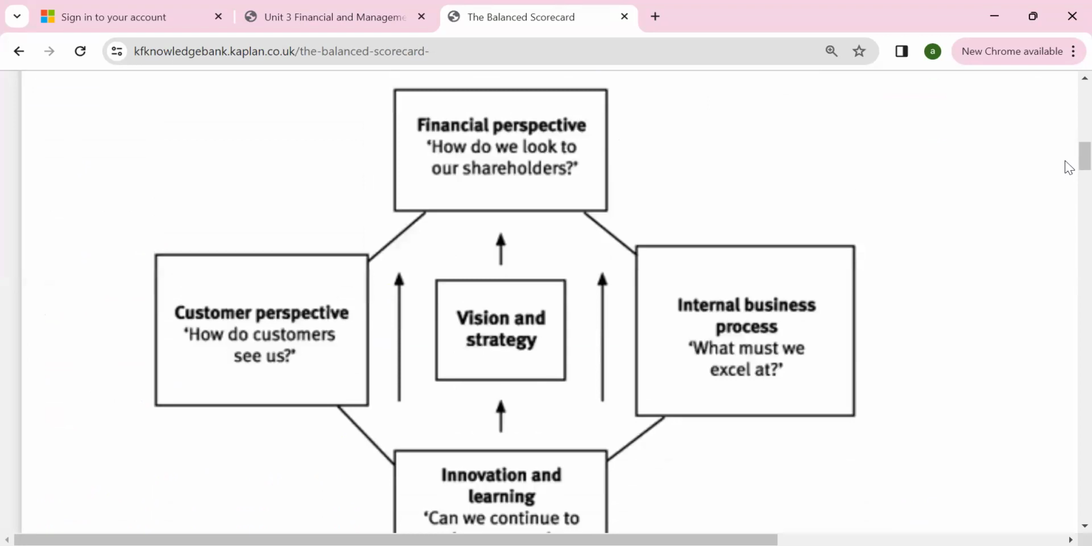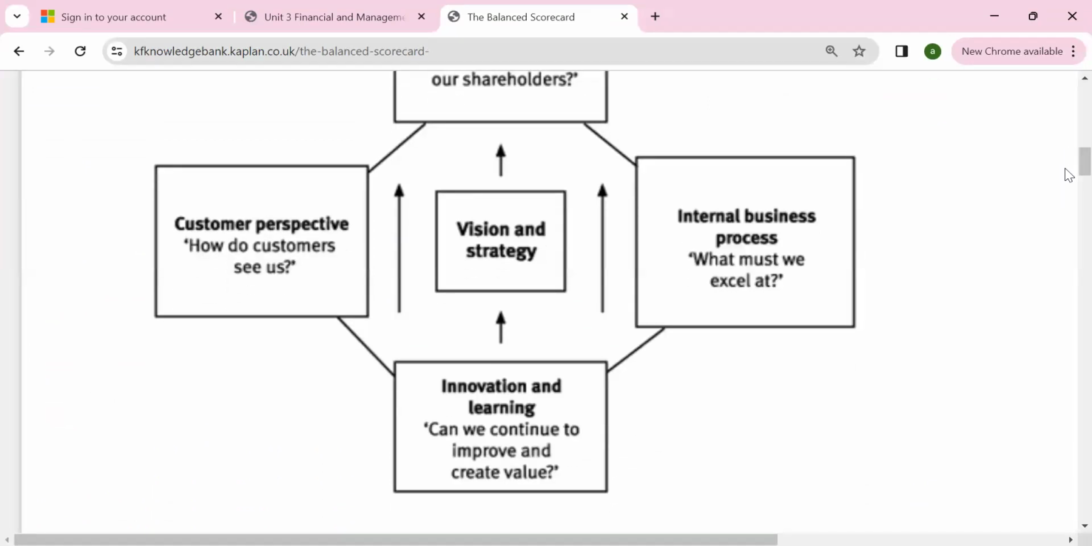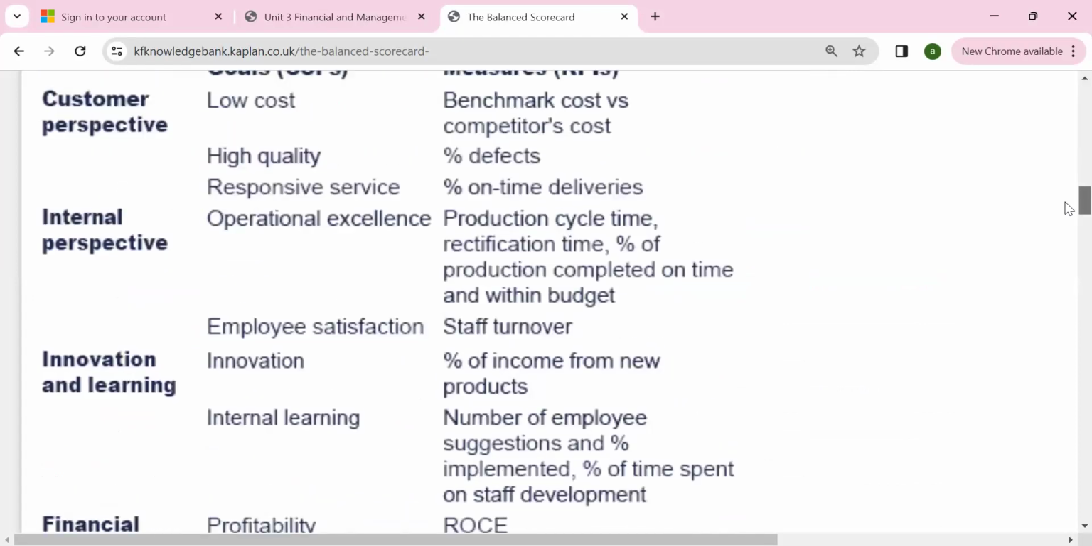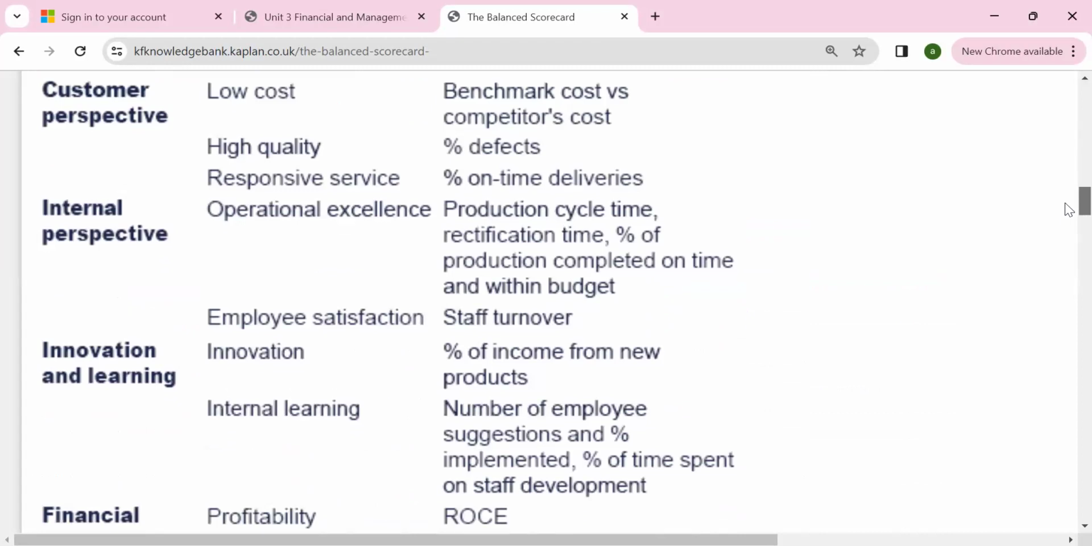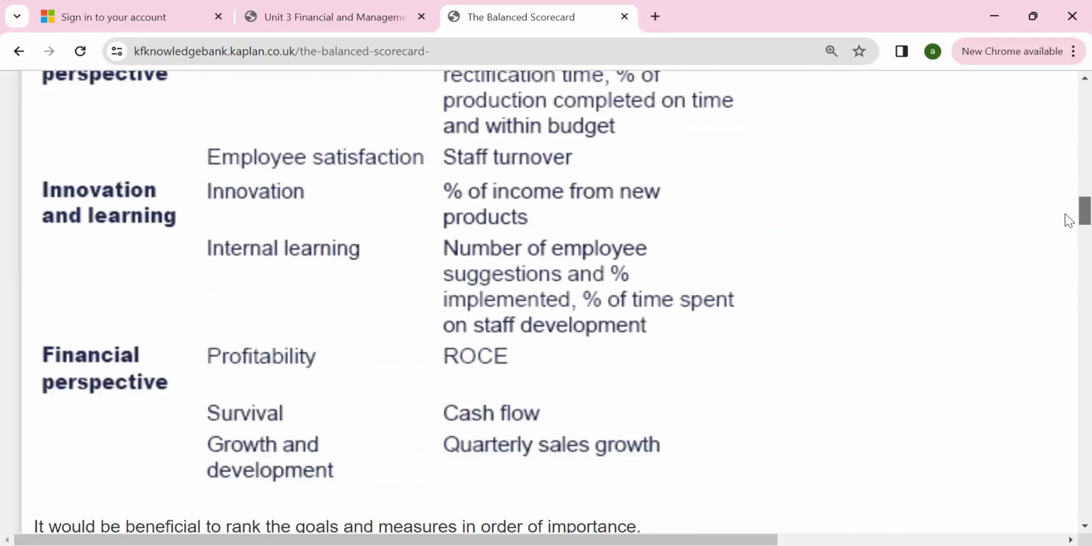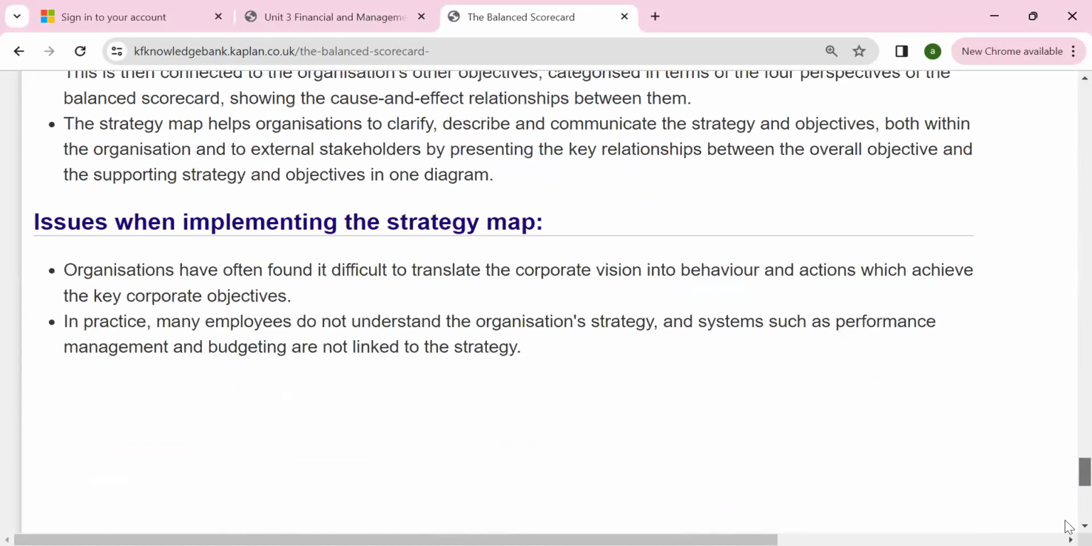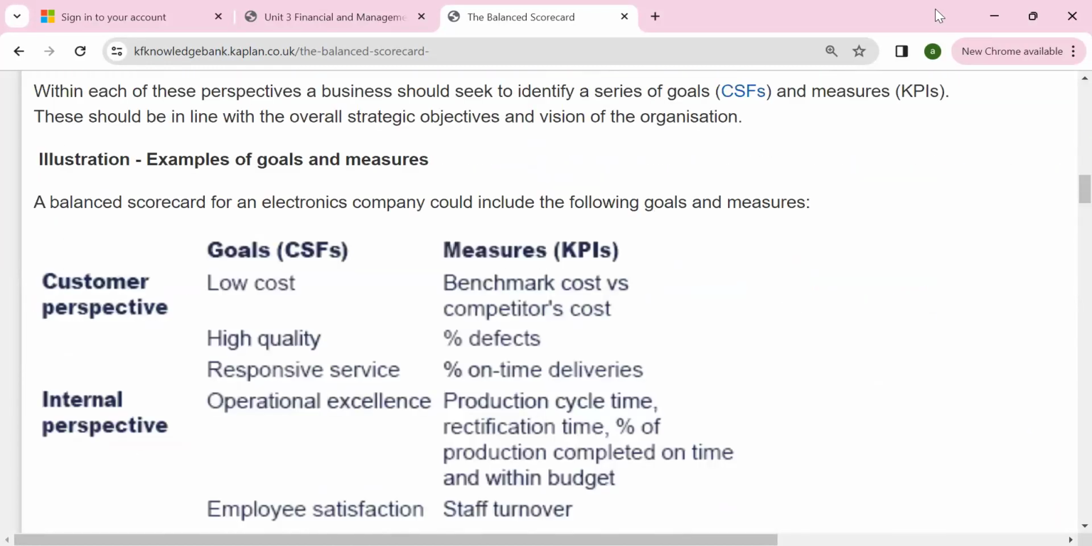So we can look at the financial perspective and the internal perspective. When we look at the customer perspective, we look at cost, benchmark cost versus competitor cost, defects, quality, and responsive service, and we can layer these. In the internal perspective, we look at operational excellence and employee satisfaction, then learning and innovation. It's quite good to explore and use this for examples, so that performance and benchmarks can be drawn in the organization.